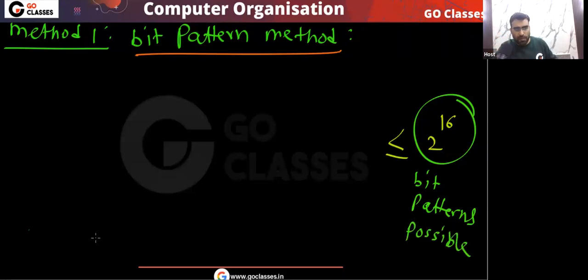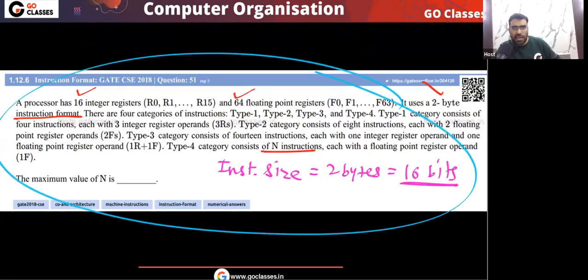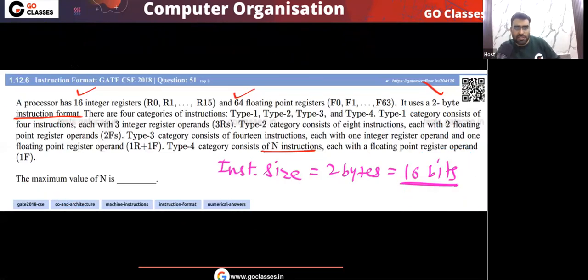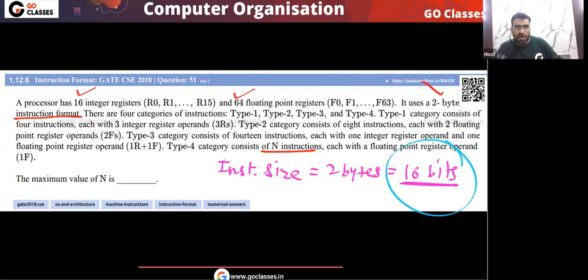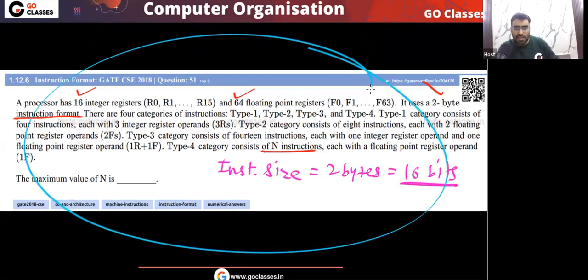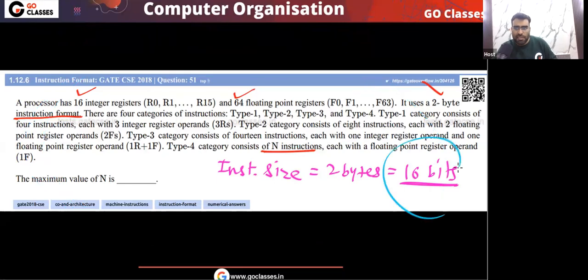Okay. So very simple point. Remember, all the instructions have 16 bits. All the instructions have fixed length. Every instruction uses 16 bits. The length of every type of instruction is 16 bits.